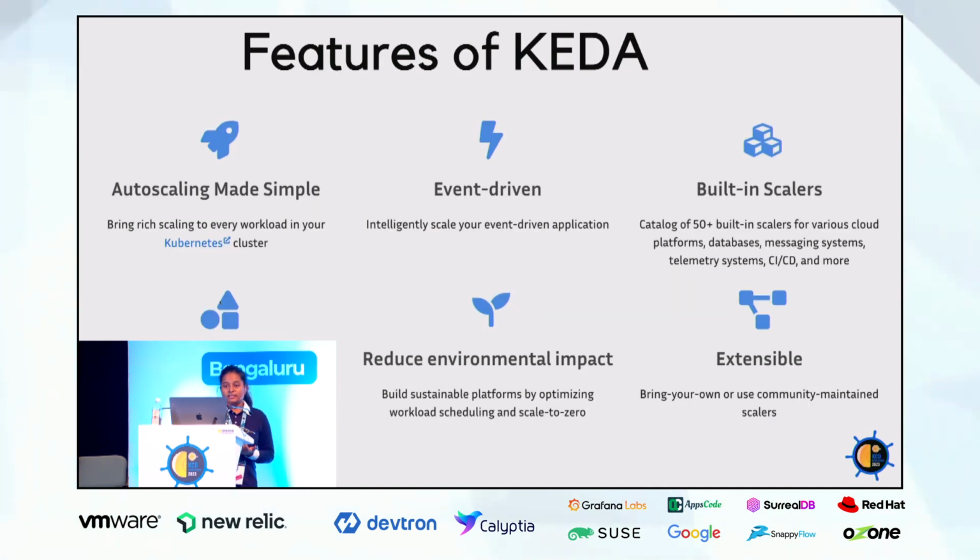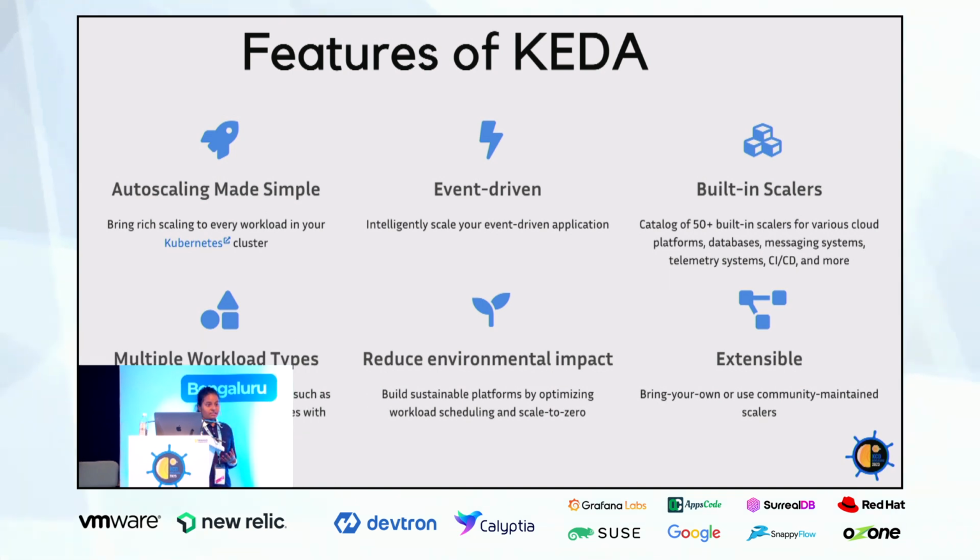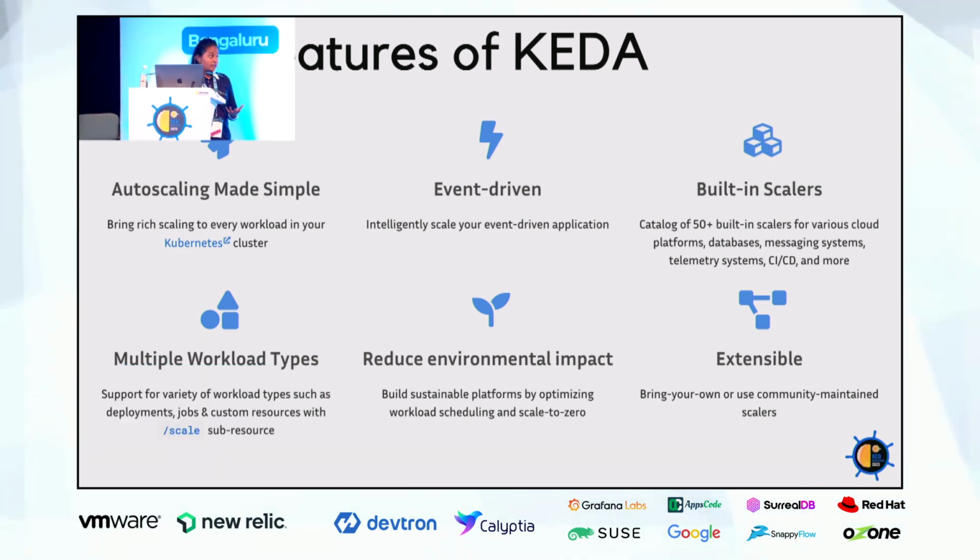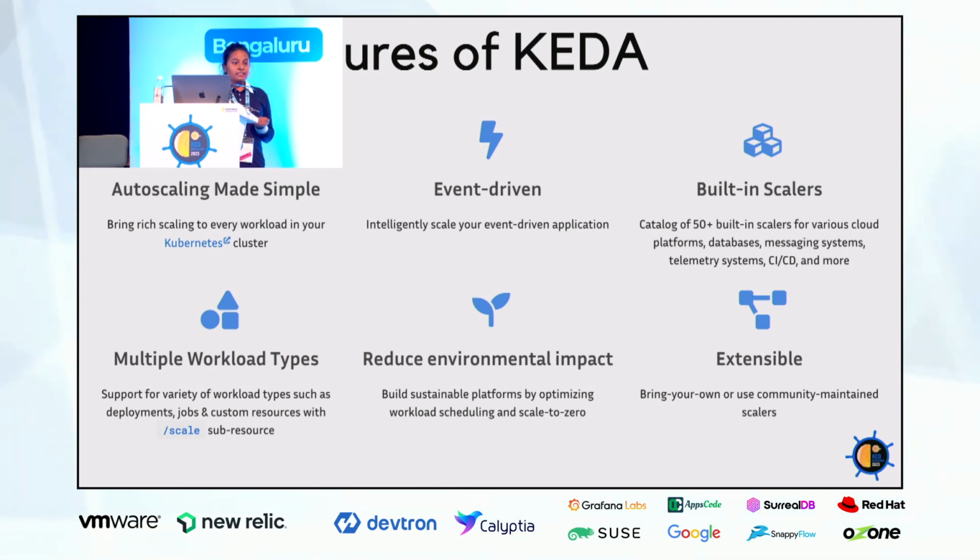Moving on, some of the features of Keda. Keda has, as it says, autoscaling made simple. Why? Because it brings very rich scaling to your applications: you can scale based on any event possible for your applications. It's event driven because, again, you can scale based on any event that your application needs. You're not limited to CPU, memory or network. It has built-in scalers. It has over 50 built-in scalers, which include Azure Queue, Prometheus, RabbitMQ, Kafka, and so on.